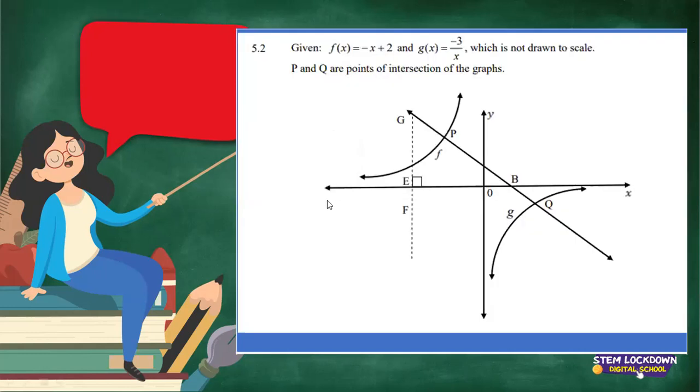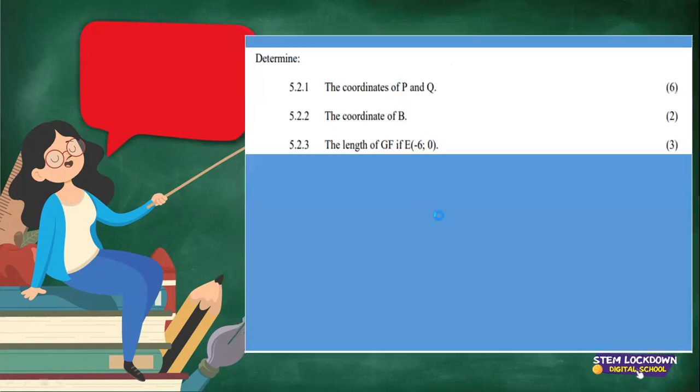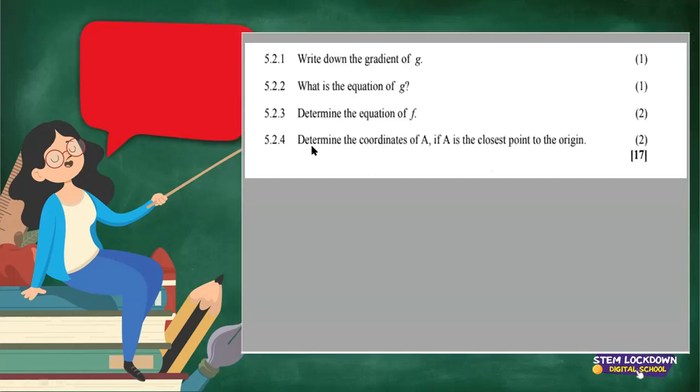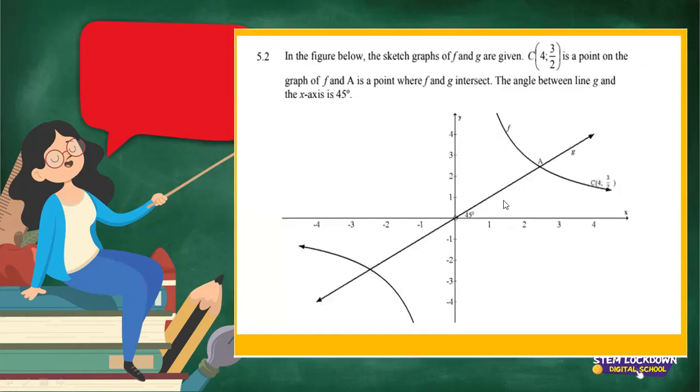Okay. Right. So for the last question for today, determine the coordinate of A if A is the closest point to the origin. So what will be the coordinate of A? The coordinate of A will be 1 and 1, if A is the closest point to the origin. Okay, so this is how far we can go for today's lesson.